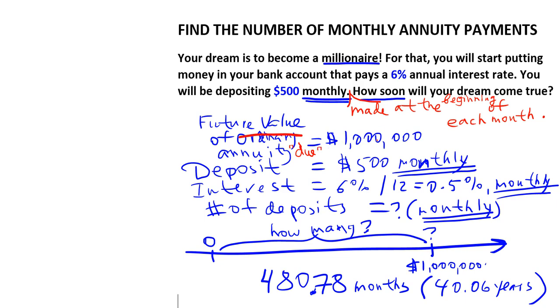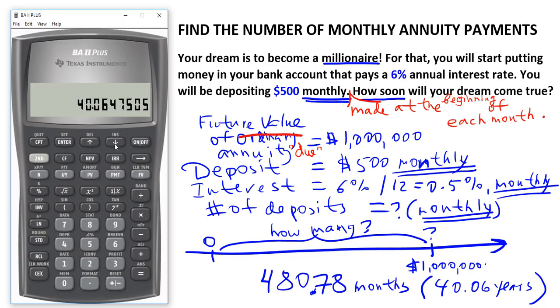With a future value of $1 million, the deposit amounts $500 monthly, interest rate of 0.5% monthly, and we want to find the number of deposits. So how many months, right? Originally, we had 480.78 months, which is approximately 40.06 years. Let's see how the calculations will change if the $500 deposits are made at the beginning of each month, which is an annuity due. Let's bring up the financial calculator.